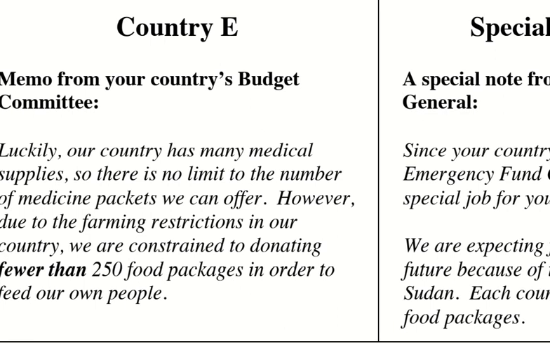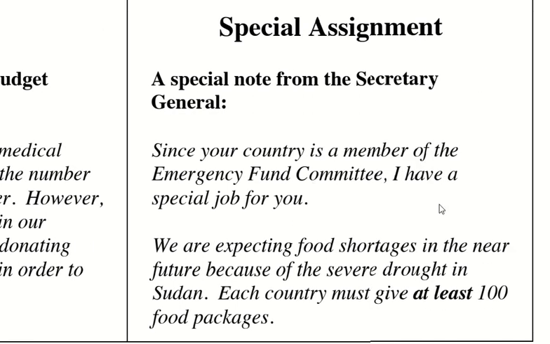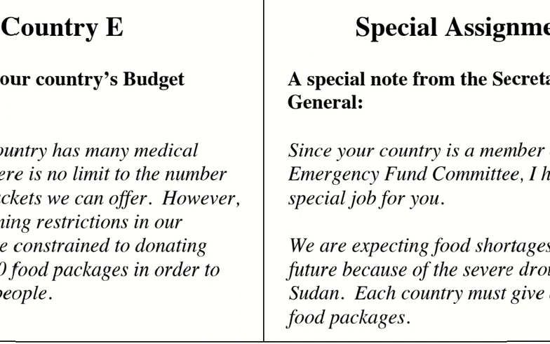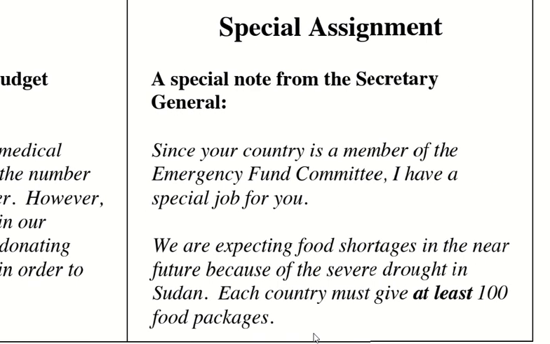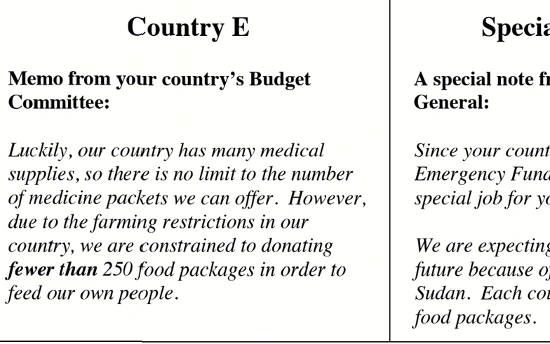And then finally, the special assignment, special note: since our country is a member of the Emergency Fund Committee, I have a special job for you. We are expecting food shortages in the near future because of the severe drought in the Sudan. Each country must give at least 100 food packages. So this is kind of related to country E, in that this constraint only affects one of the 2 variables, right? So they're saying that you have to give at least 100 food packages, and this one was saying that you have to give fewer than 250.